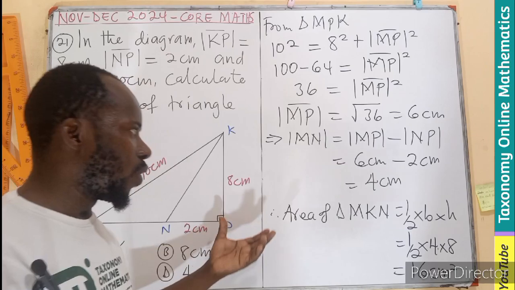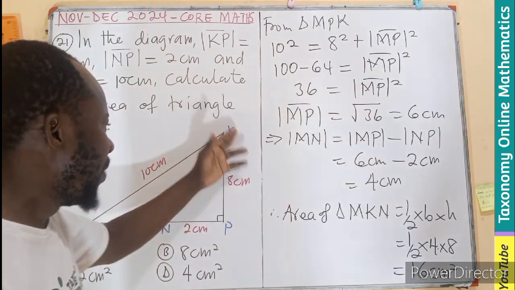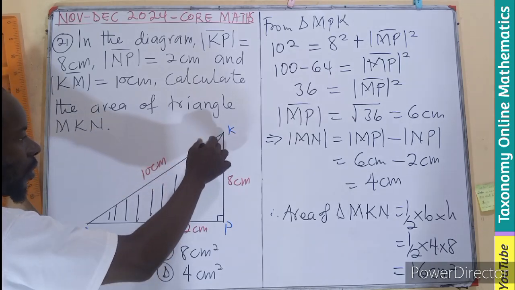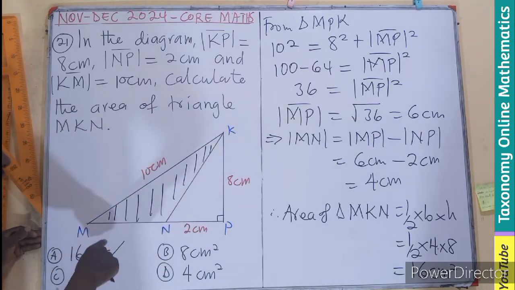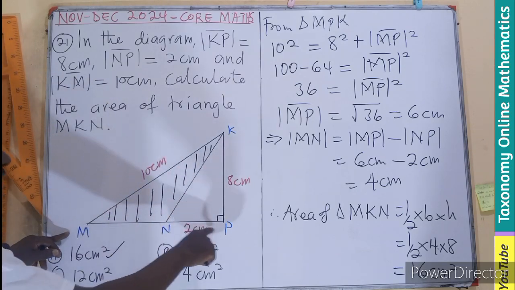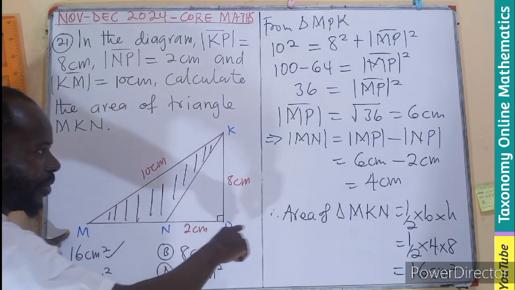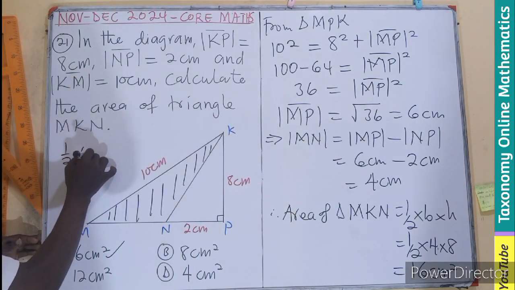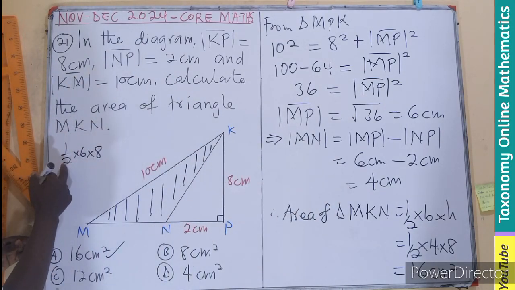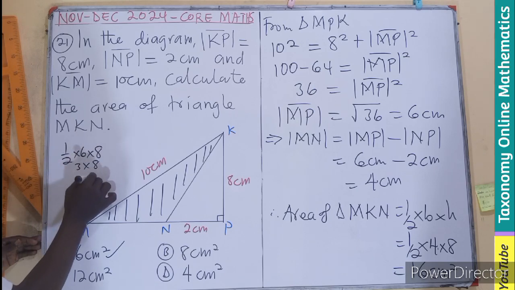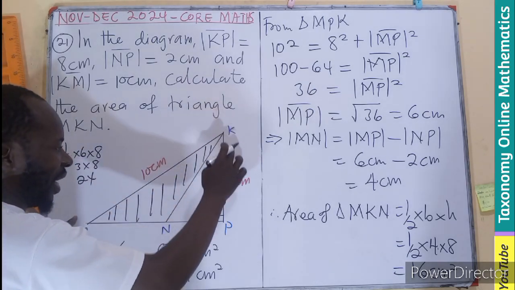Or we can also take this as a bigger triangle. We are looking for the shaded part. So if you look at the bigger triangle, the base we found to be 6, meaning half of 6 times the height. Half of 6 will give us 3, times 8, so I'll have 24. That is for the bigger triangle.